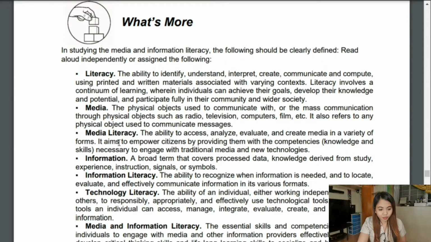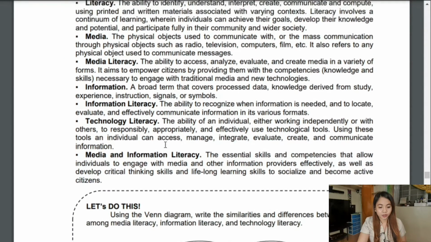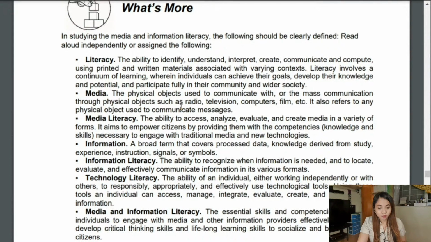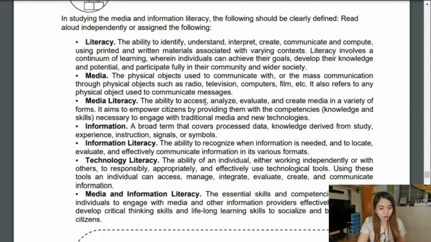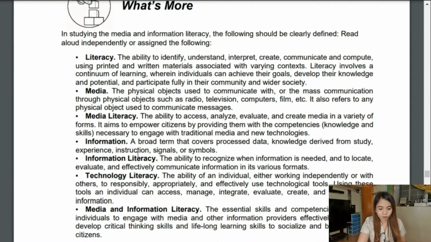definition. So as with media literacy and information literacy, I have a separate vlog about this, but I am going to give you a background about the following terms. So let's go to literacy. So this is the ability to understand, interpret, and create. But if we are going to have media literacy, this is now the ability to access, analyze, evaluate, and create media in a variety of forms.